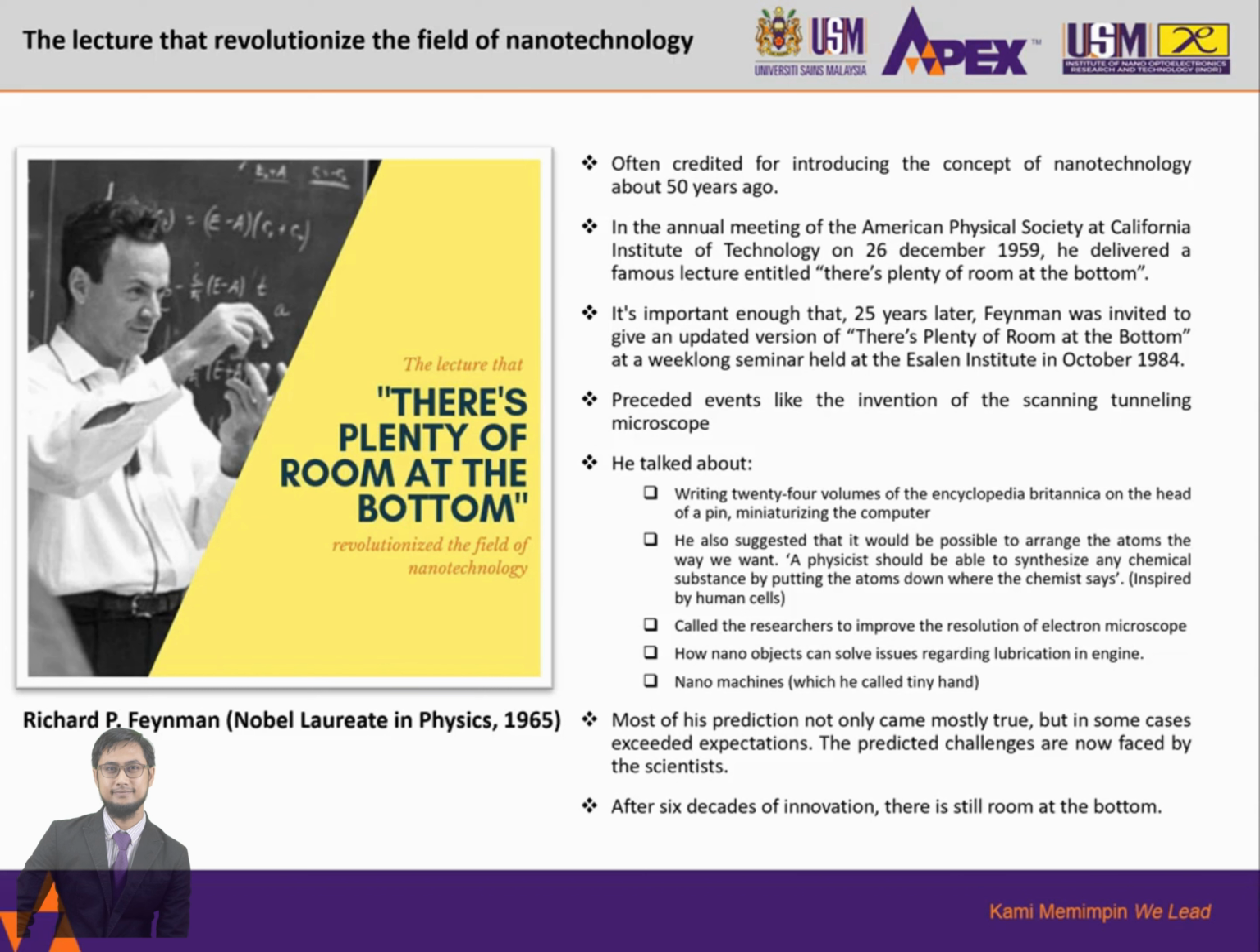In his lecture, he highlighted the following. The first is writing all 24 volumes of the Encyclopedia Britannica on the head of a pin, hinting at the miniaturization of data storage and basically computers. During his lecture, he even offered $1,000 to the first person who could reduce the page of a book to be readable by an electron microscope. It was not long after that the challenge was completed by a few students who used the scanning tunneling microscope to manipulate individual atoms to create smaller and smaller letters.